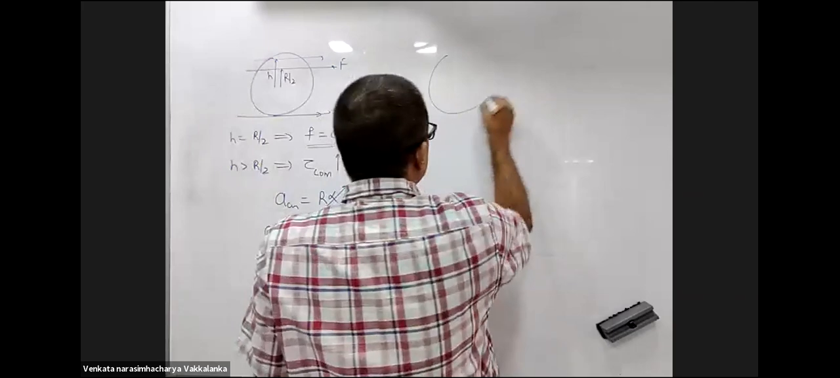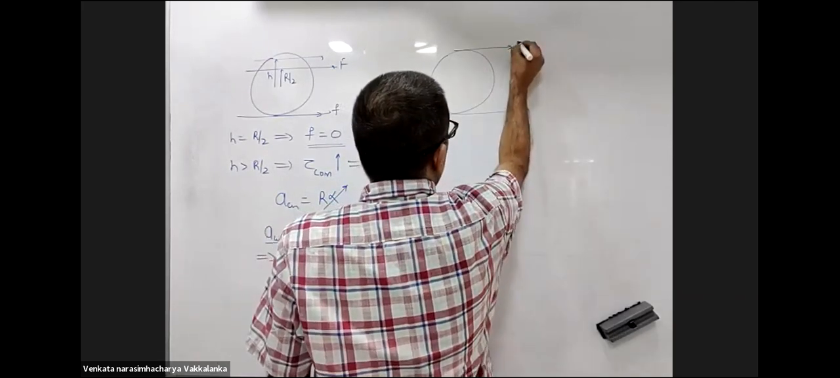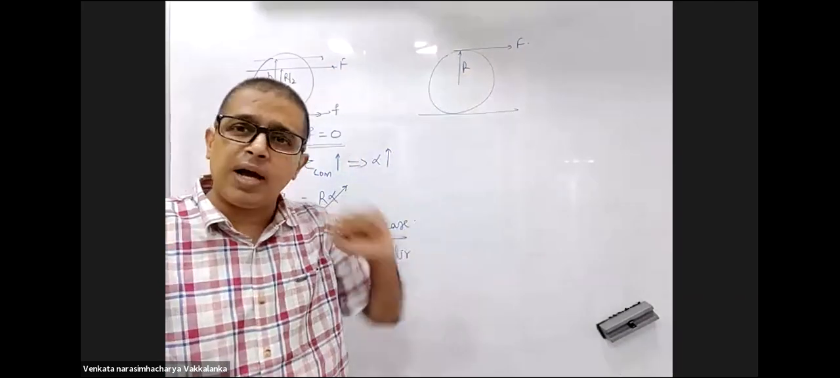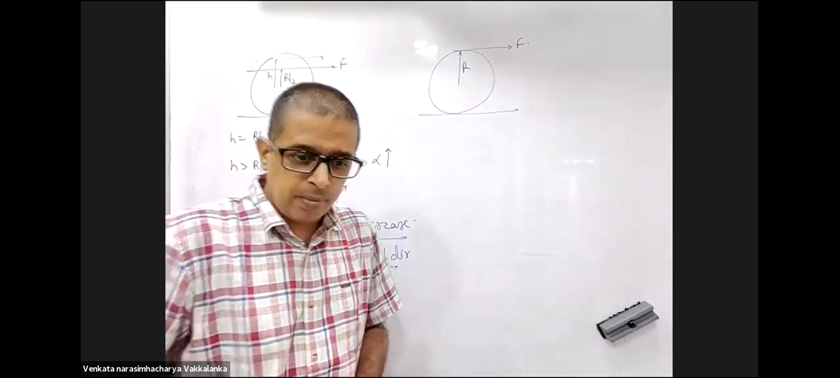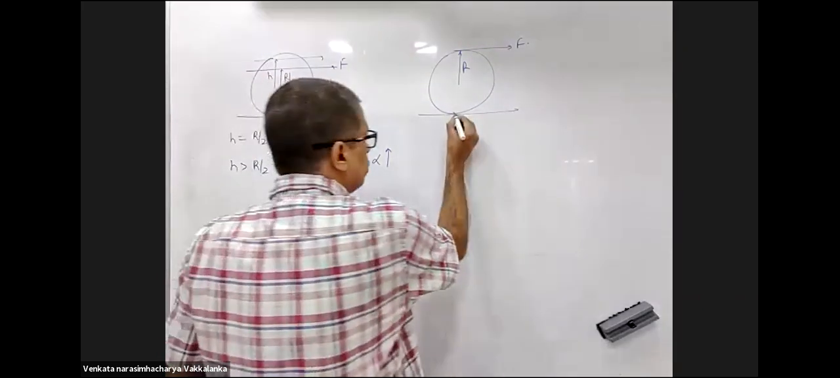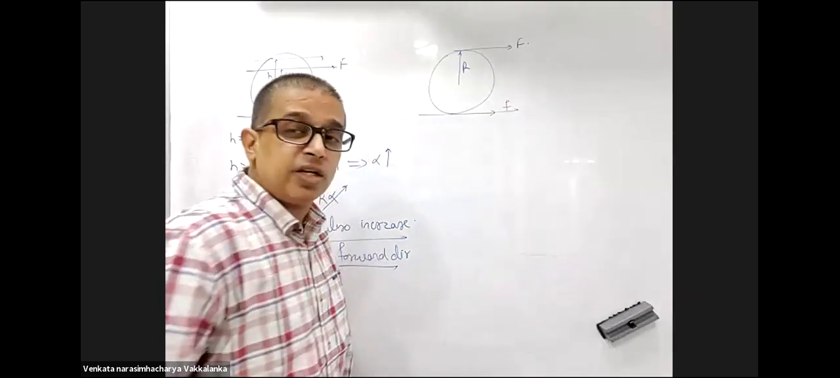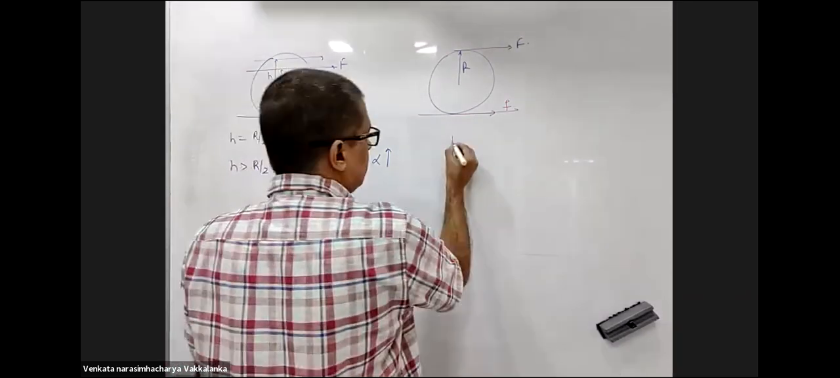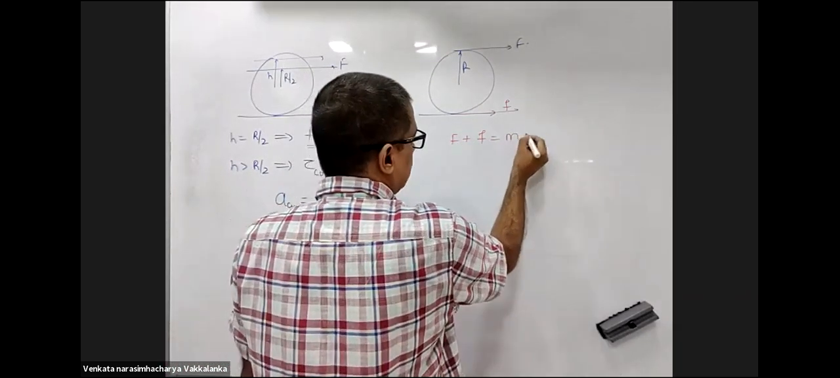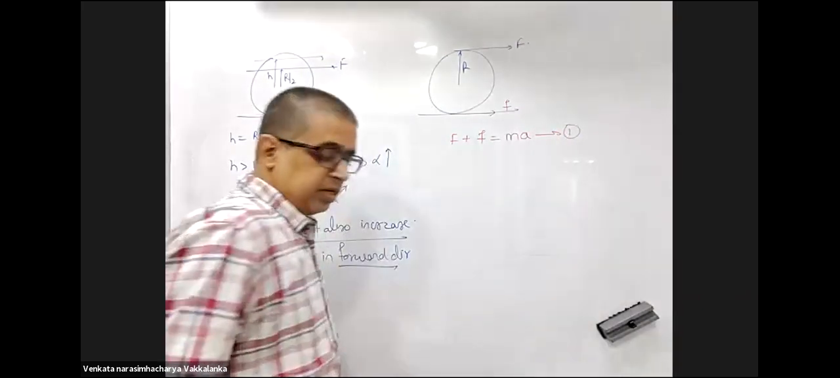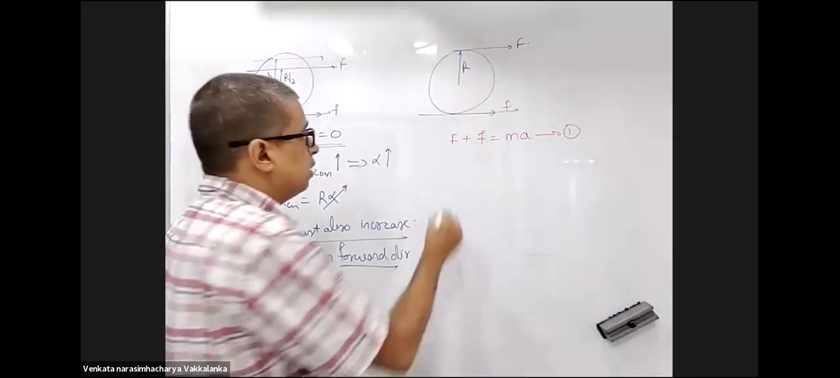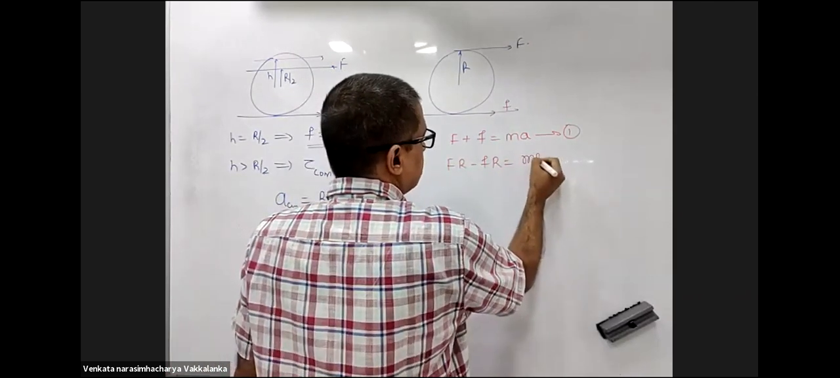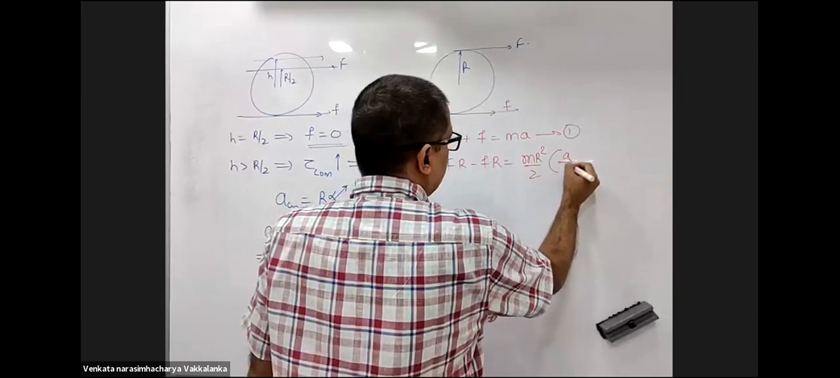Let me take an example and explain. I am applying force at the topmost point, which is above r by 2. I am applying force at R. Now you already know from the analysis that friction will act in the forward direction. Right? F plus f is equal to MA. First equation, is it clear? Then F into R minus f into R is MR square by 2 times alpha, and alpha is A by R.